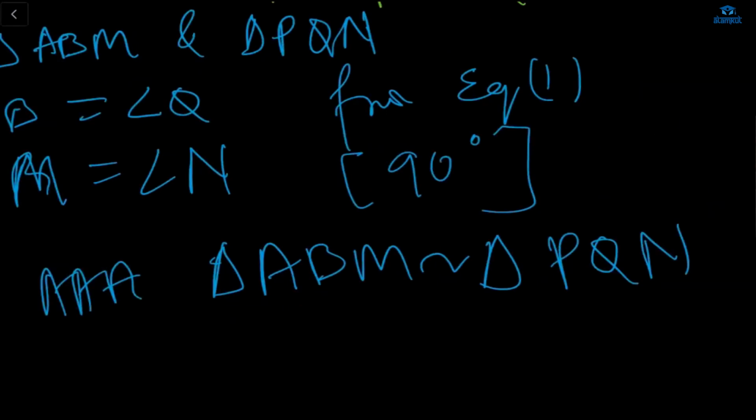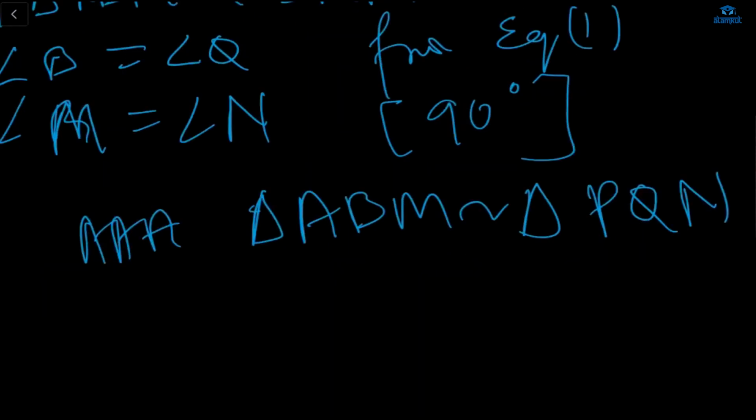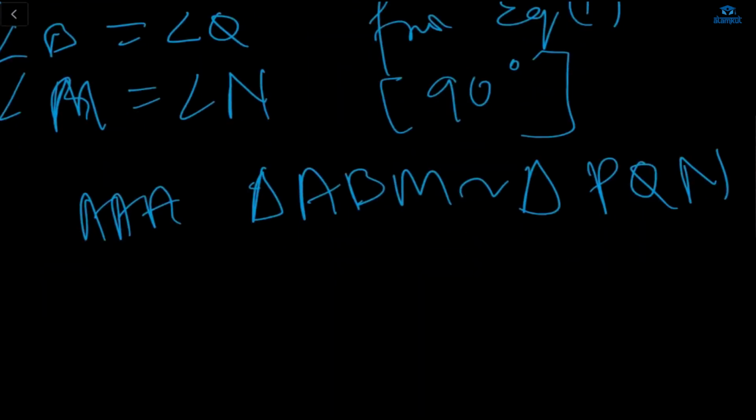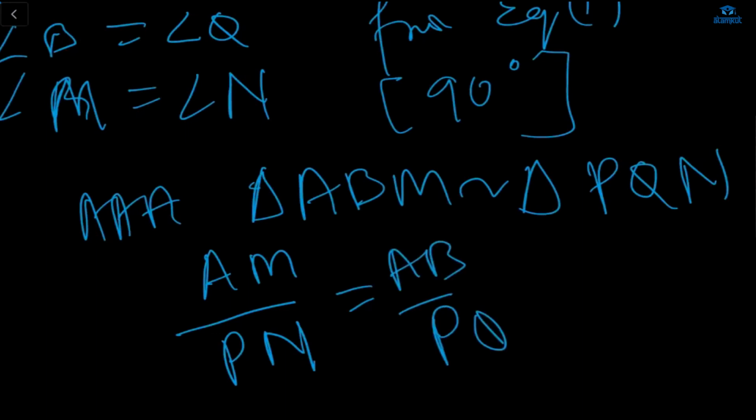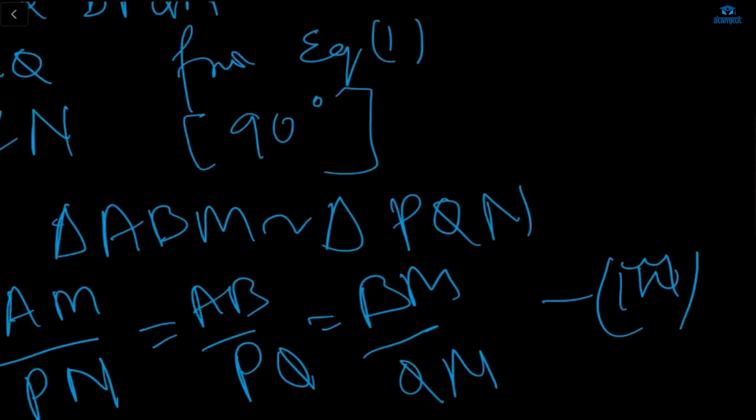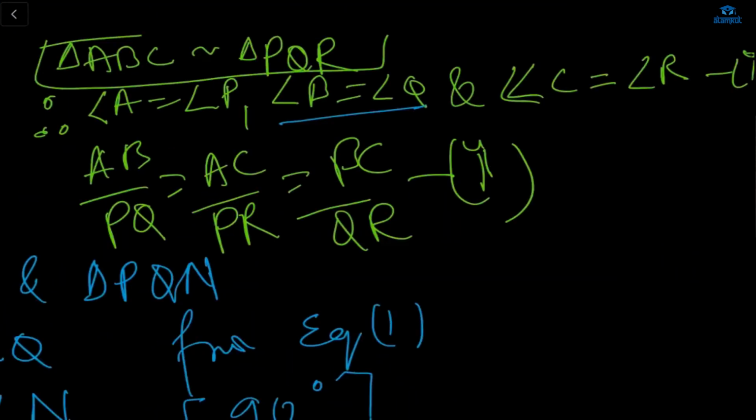Now, if these two triangles are similar, then what do we get? Their sides will be in the ratio. That means AM by PN will be equal to AB by PQ is equal to BM by QN. This will be third. The third equation and the second equation, you will need.